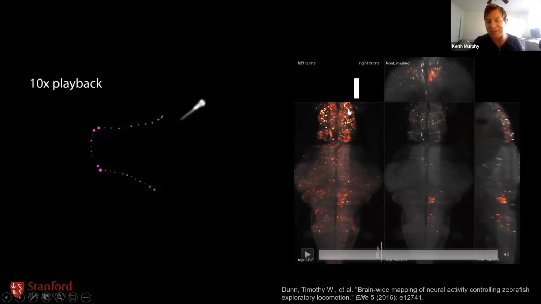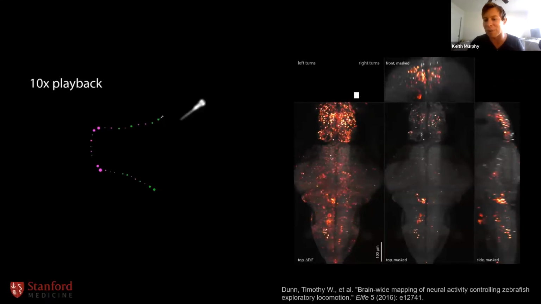you can measure activity from every neuron in the entire brain simultaneously. And this was using light sheet microscopy by Dunn et al. So anyway, I think there's a little bit of stuff in zebrafish, but there should be more, in my opinion.